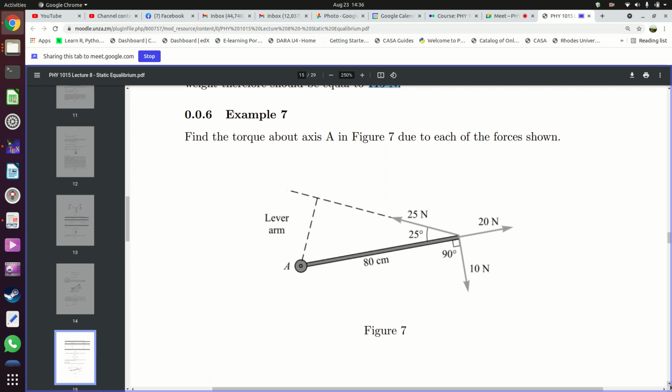So here we've got a very good example of what we mean when we talk about torque and lever arm. So this is a very, very good example. So here we have got a bar.